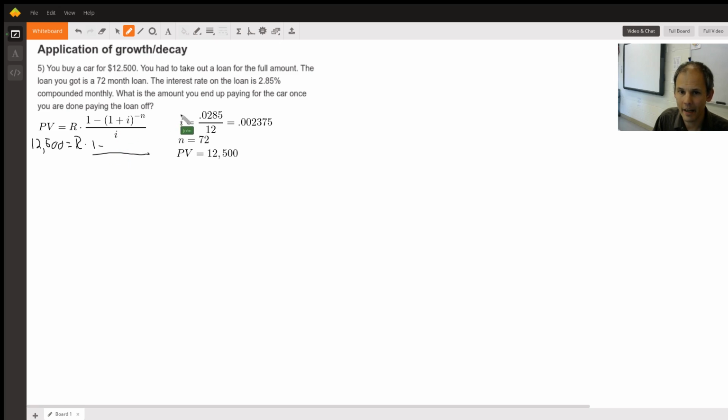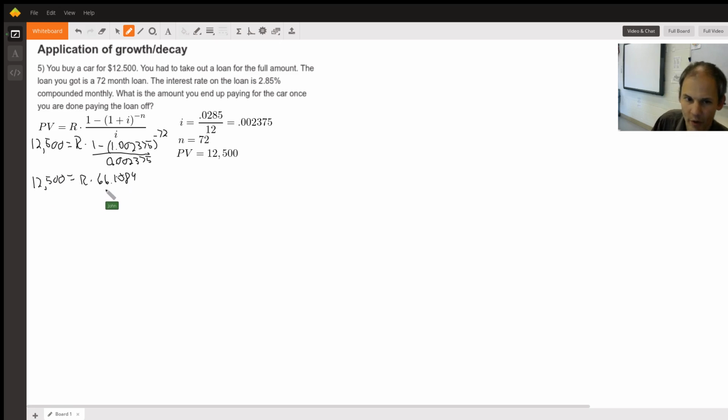So 1 plus i, it's 1 plus this figure here, which is 1.002375. And that is all raised to the negative 72 power. And we're dividing it by 0.002375. When we do this calculation here, we get R times 66.1084. And the 12,500 comes down with everything else.